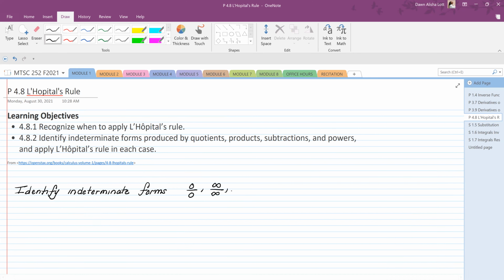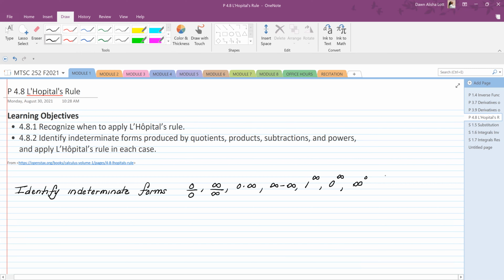Another indeterminate form is 0 times infinity. You would think that that would be 0, but it's not. Another one is infinity minus infinity. That necessarily may not be 0. And then we have a couple more. That is 1 raised to the infinity power. Don't know what that is. We don't know what 0 to the infinity power is. And we also don't know what infinity to the 0 is.